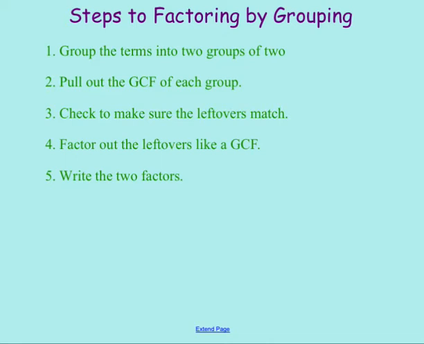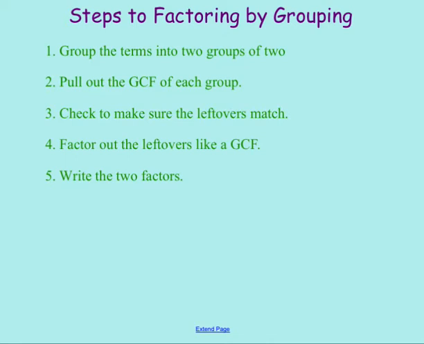The next step is you're going to pull out the greatest common factor, or the GCF, of each group. So you're going to figure out what number divides both of the coefficients and how many of each letter you can pull out. Remember, when you take out a greatest common factor, you have to take the same amount of things out of each term. For number 3, you want to check and make sure that your leftovers are matching. When you take out a greatest common factor, you're going to have probably a binomial left over, and you want to make sure that those two binomials are matching. If they're not matching, then you did something wrong.